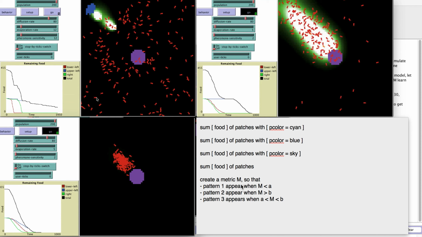I think this is quite hard. I don't know how to do it. Do you?